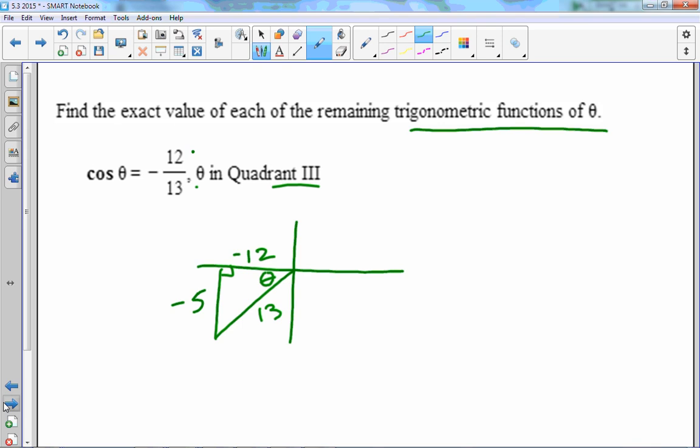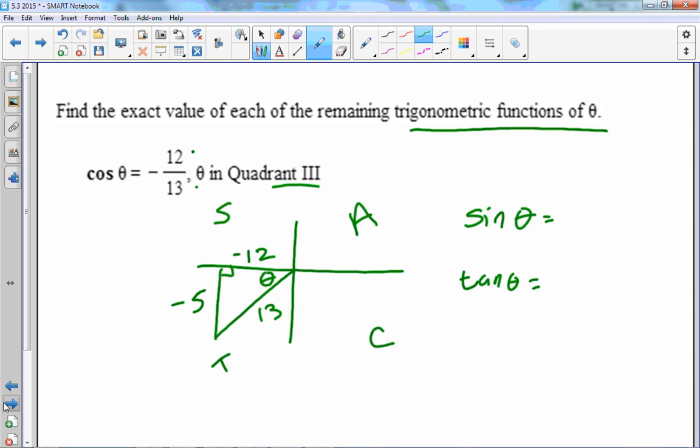The way you guard against that mistake is, you go back at the end and say, well, all seniors take calculus, so my tangent and my cotangent ratio should be positive and the rest should be negative. And that wouldn't work out. So they've got the cosine, so you find the sine. What else is left? The tangent.